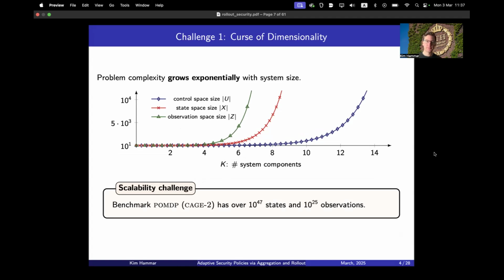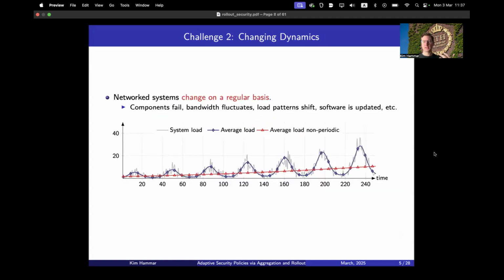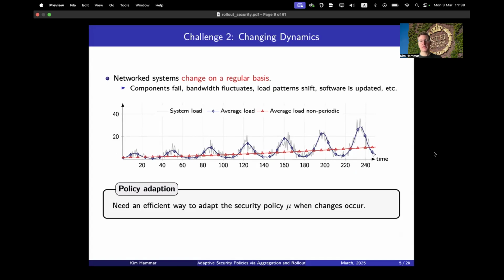number of components. The second major challenge is that the type of systems that we consider are changing all the time in unpredictable ways. So components fail, bandwidth fluctuates, load patterns shift, software is updated, new vulnerabilities are discovered, and so on. And this means that the problem of finding an effective security policy is not a problem that can be solved purely offline. Rather, we also require some online mechanism so that we can adapt the policy to changes when they occur.